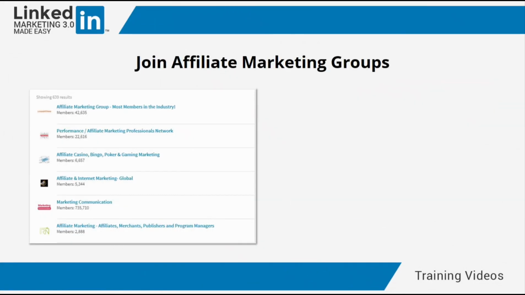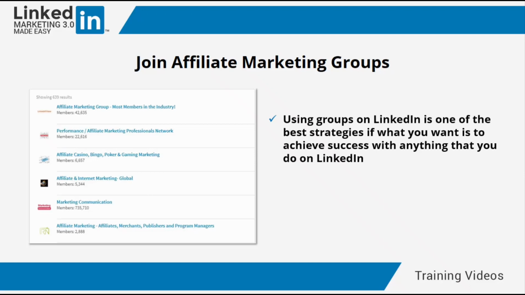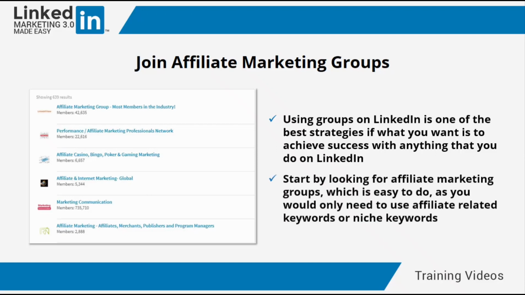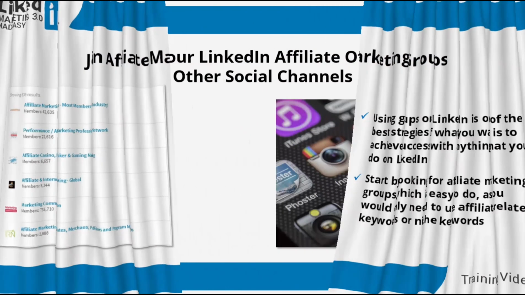Join affiliate marketing groups. Using groups on LinkedIn is one of the best strategies if what you want is to achieve success with anything that you do on LinkedIn, and affiliate marketing is no exception. Groups are great for making information exchange easier, and this includes information that can help you to land some sweet affiliate deals. Start by looking for affiliate marketing groups, which is easy to do, as you would only need to use affiliate-related keywords or niche keywords. Affiliate marketing groups are a great source of knowledge because they're a home to experienced affiliate marketers, and affiliate posts don't look like spam in these groups.